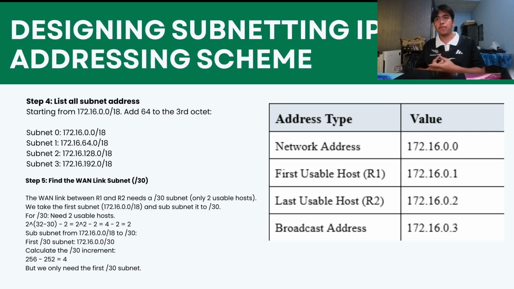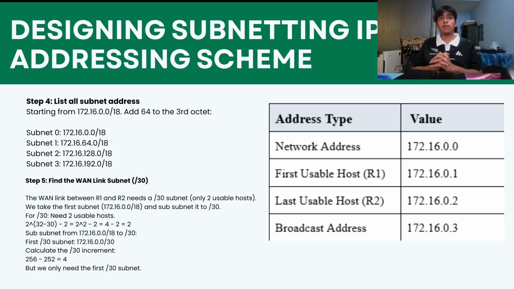So we subnet from 172.16.0.0/18 to /30. First, the /30 subnet, which is 172.16.0.0/30, we need to calculate the /30 increment. The calculation is 256 minus 252, which equals 4. But we only need the first /30 subnet. As you can see here, there is a table for the address type and the value.